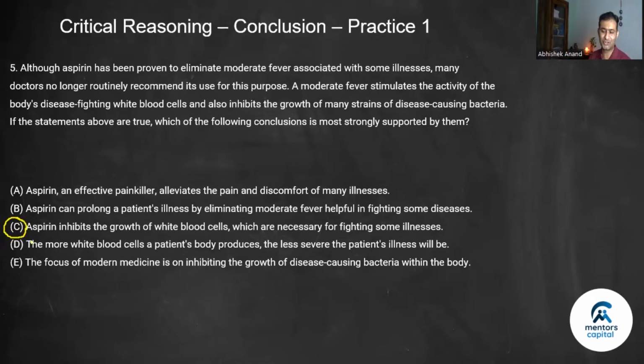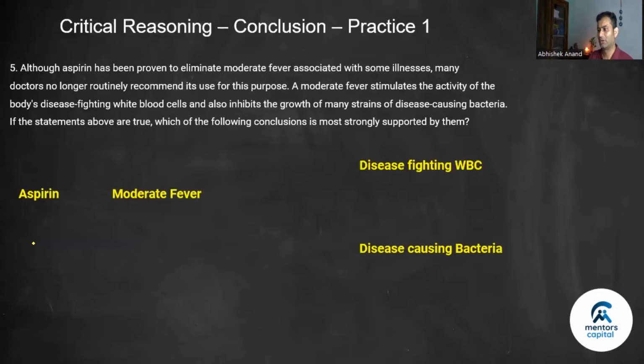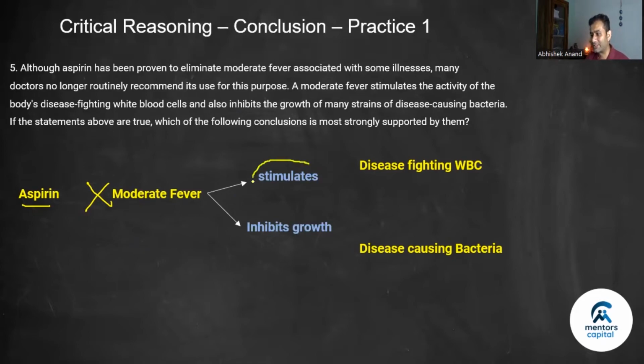This is a brilliant choice. It's a very brilliant choice. Let me share it. How? Okay, so now these are the parties, guys. Aspirin, it eliminates moderate fever. And now moderate fever had two advantages. It stimulates, this is the key word, guys, stimulates disease-fighting WBC. And so this is a positive thing. And moderate fever helps to encourage them or stimulate them. The key word is stimulates.